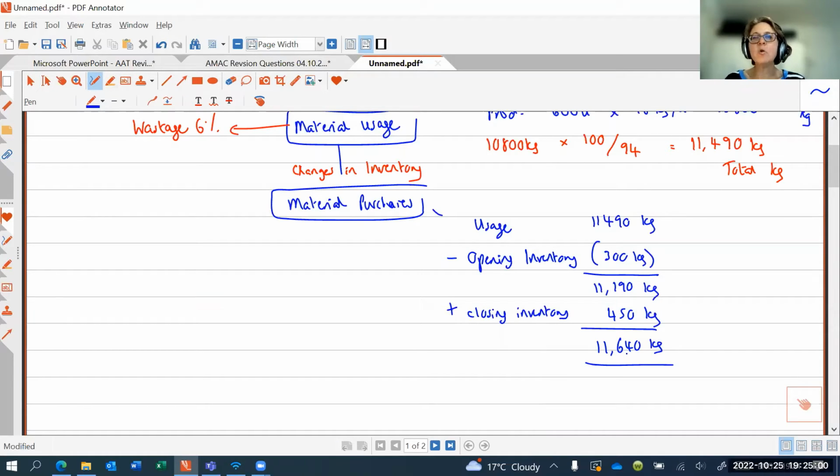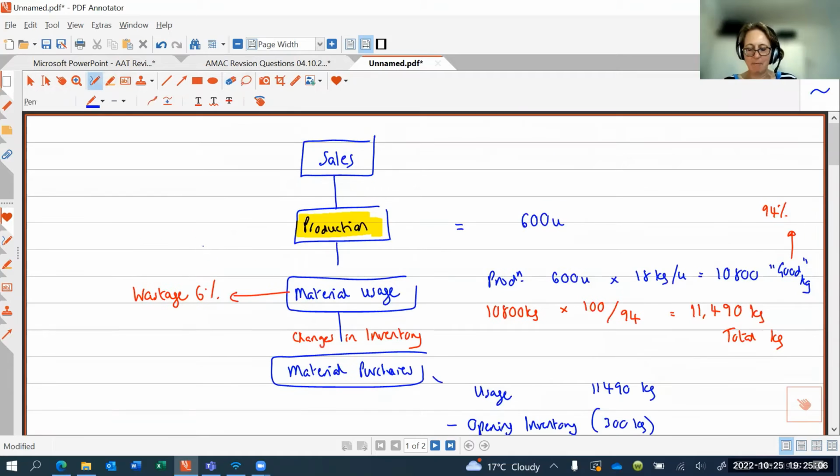But notice the order that we tackled that question in. First is starting with the production, which in my diagram is always like the roundabout within the map. If I can get to production, I can go to sales. If I can get to production, I can do material usage. After usage, I can then transition into purchases. So I've got to just make sure that I do things in the correct order.